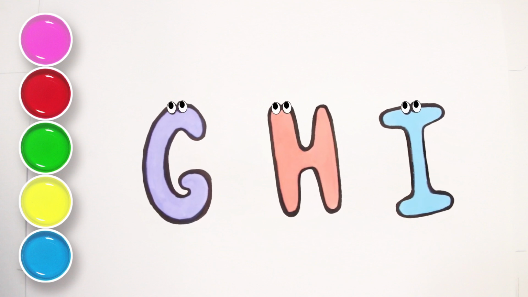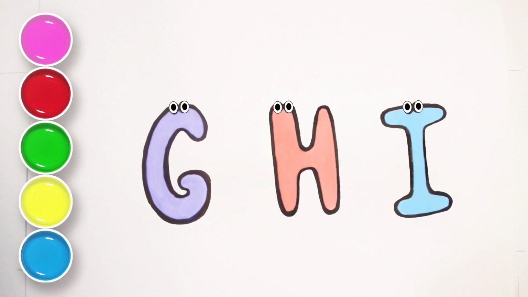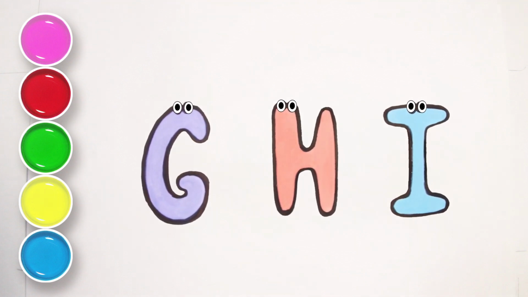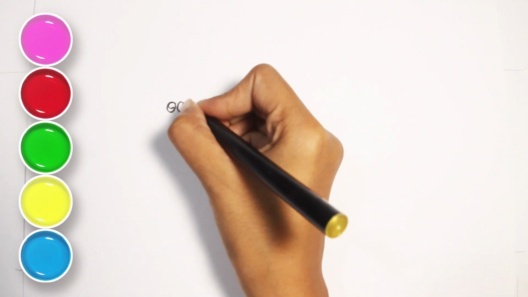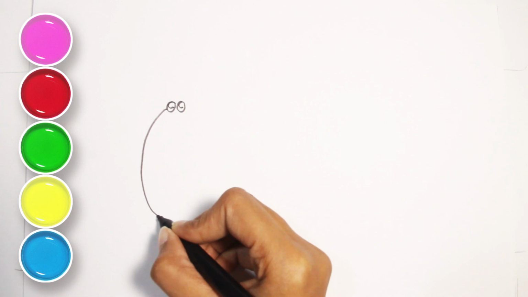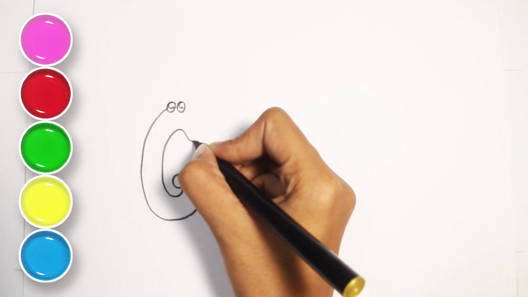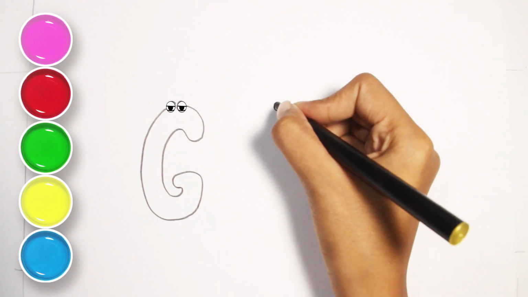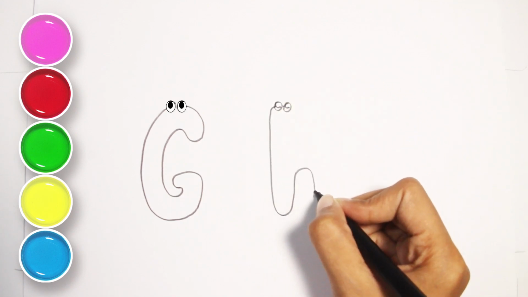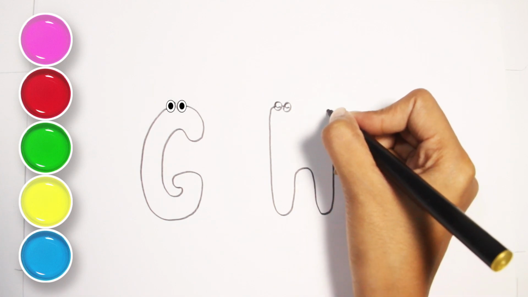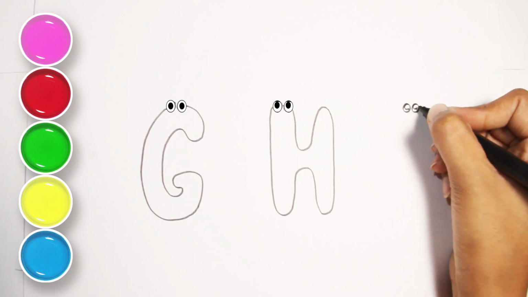Today we are drawing and coloring letters G, H, and I. Let's draw and paint together. I am drawing the letter G for giraffe. Drawing the letter H for horse. Let's draw letter I.